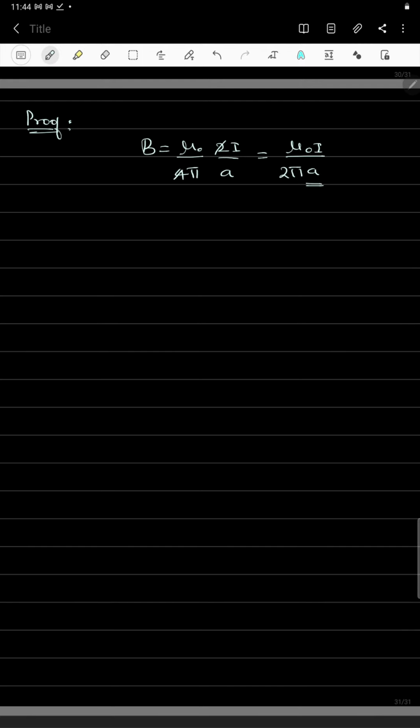Now we'll do the proof of this Ampere's law by using the Biot-Savart's law, or we may use the statement of Ampere's law and then prove the Biot-Savart's law equation. So now let us consider one infinite straight conductor, which is carrying a current I.